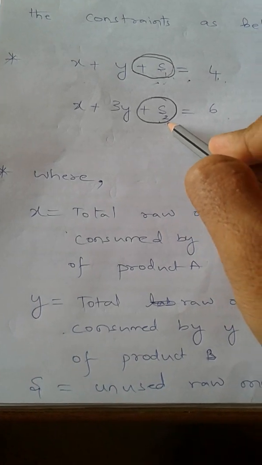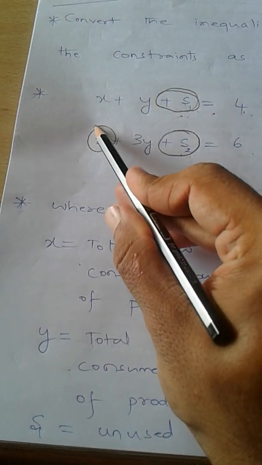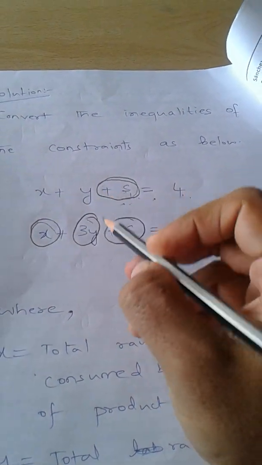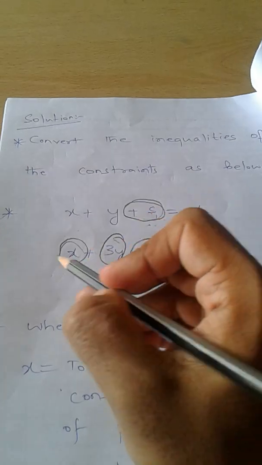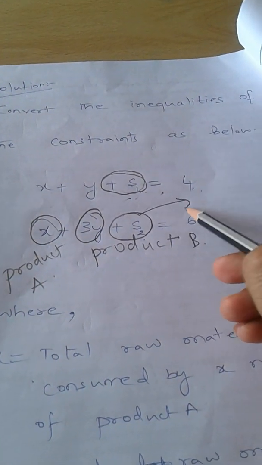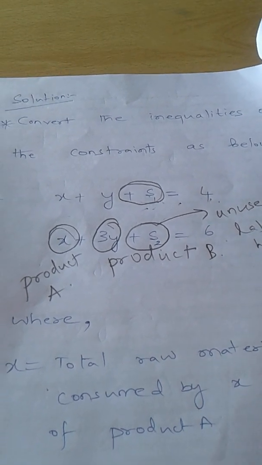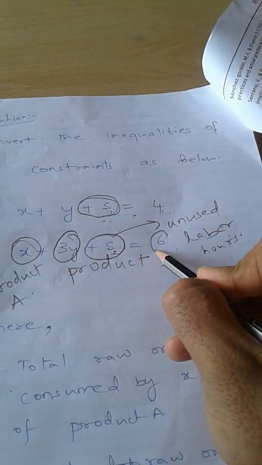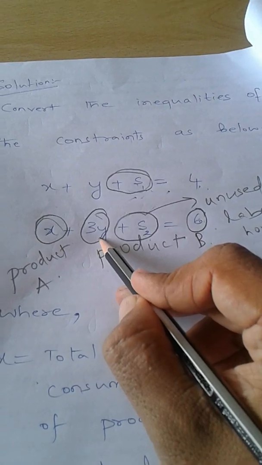s2 is the unused labor hours. x is the total labor hours required to manufacture product A, and 3y is the total labor hours required for product B. S2 is the unused labor hours, and 6 is the total available labor hours. In this total available resource only we are supposed to manufacture both product A and product B.